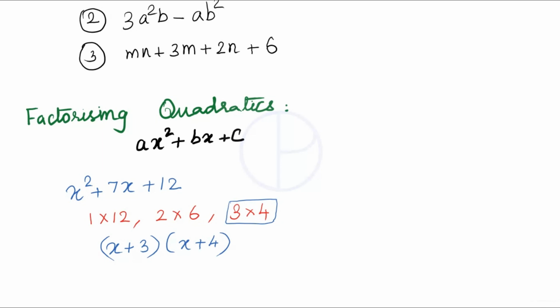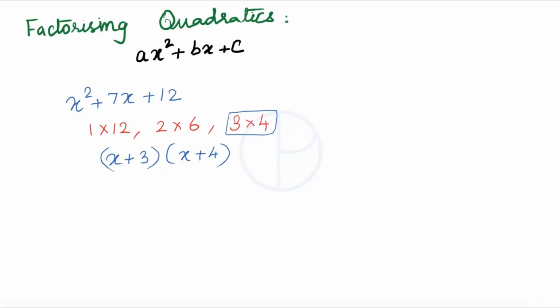Let's do one more example. x square minus 4x minus 21. Now look for a pair of numbers that add to negative 4 and the product of the numbers is negative 21. Let's list the pairs that multiply to 21. 1 multiplied by 21.